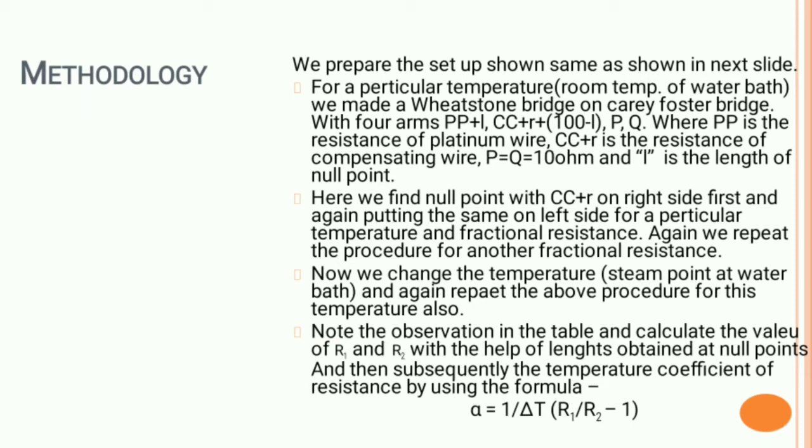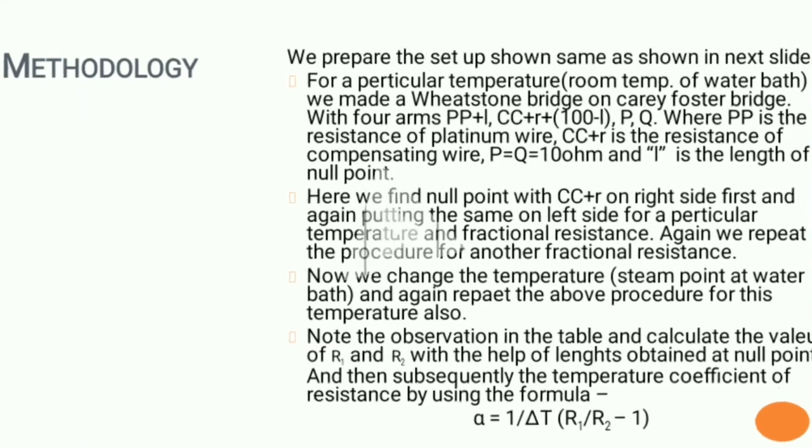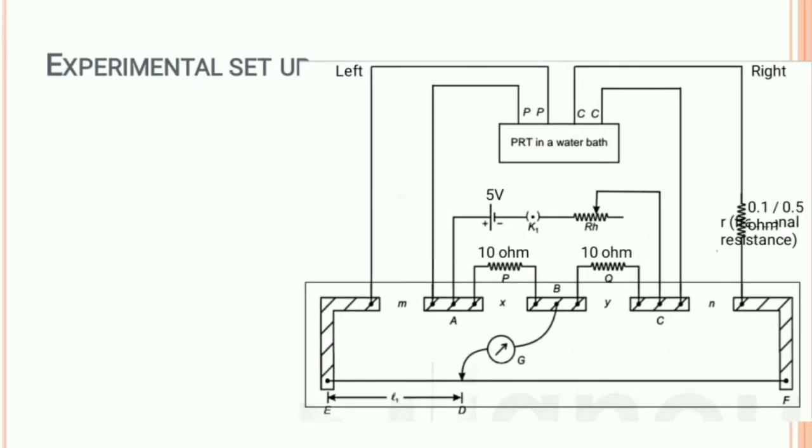Note the observations in the table and calculate the values of R1 and R2 with the help of the lengths obtained at the null point, and then subsequently calculate the temperature coefficient of resistance by using the formula alpha equals 1 by T, R1 by R2 minus 1. So the experimental setup is given.